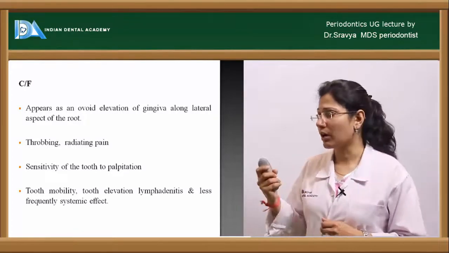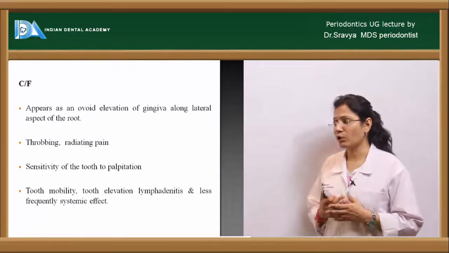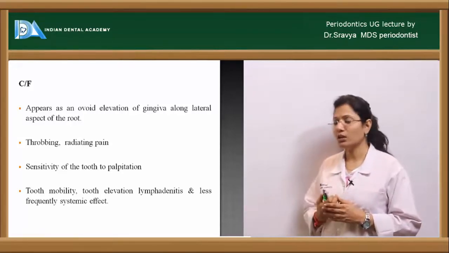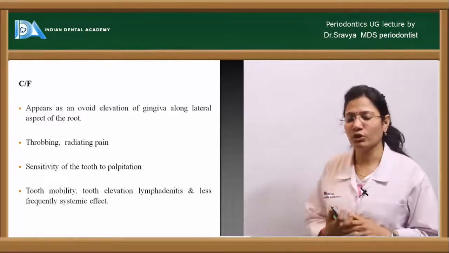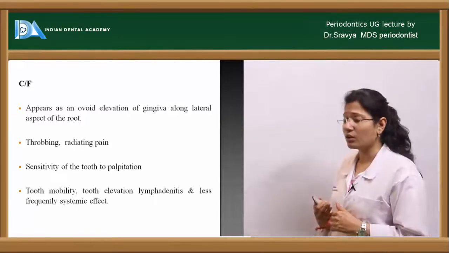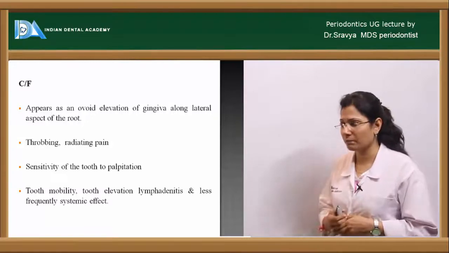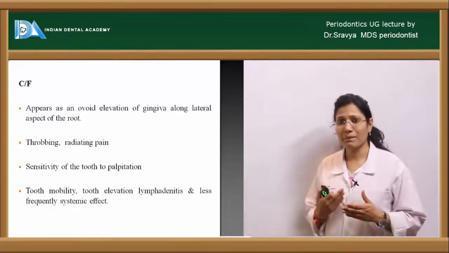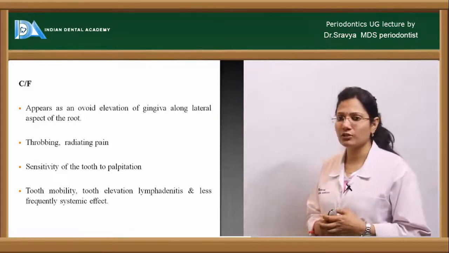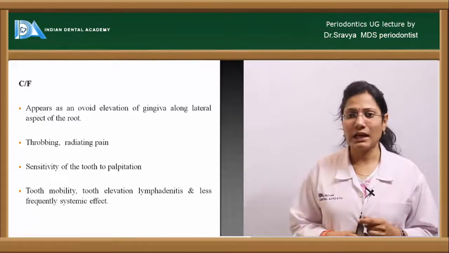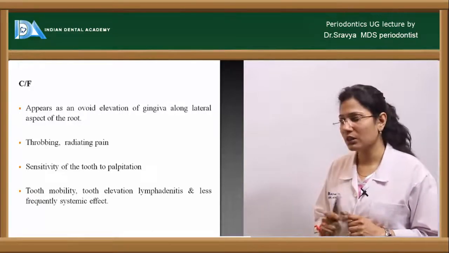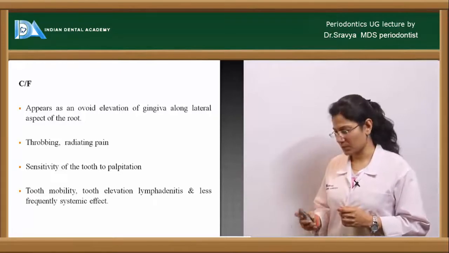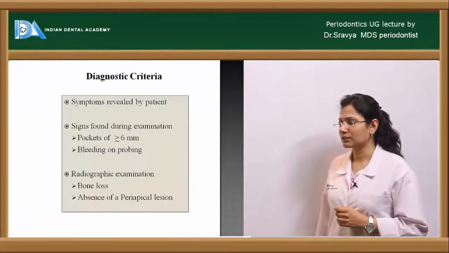It appears as an ovoid swelling or an elevation of the gingiva along the lateral aspect of the root. The patient could come with a throbbing, radiating kind of pain, and is very sensitive even to palpation. There can be some tooth mobility with associated lymphadenopathy, and less frequently some systemic effects like fever or malaise.